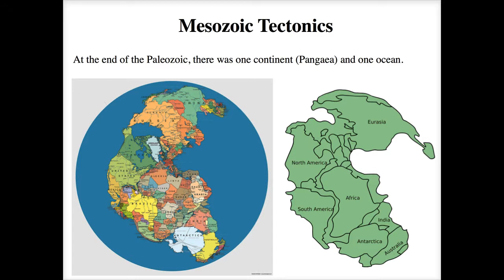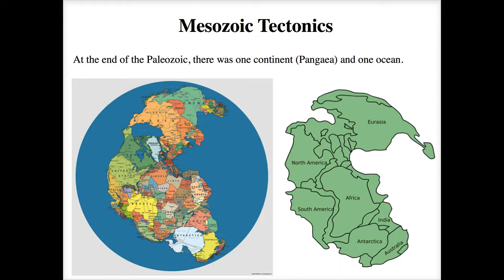So at the end of the Paleozoic, there was one continent, Pangaea, and one ocean. If you take a look, that's a pretty nice diagram. It shows the current country boundaries in all of the continents mashed together over here, then a more simplified version over here. And of course, here we are up in Alaska right there. A pretty neat layout. So this is the planet at the end of the Paleozoic.